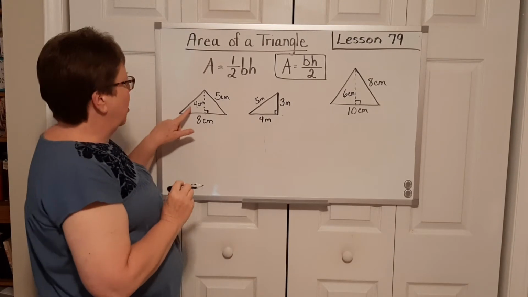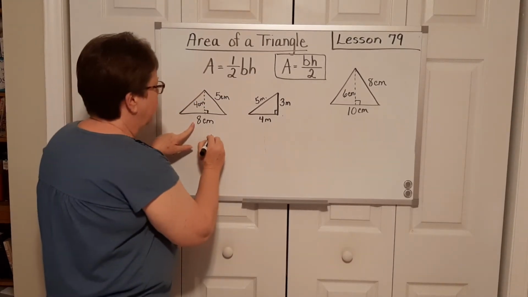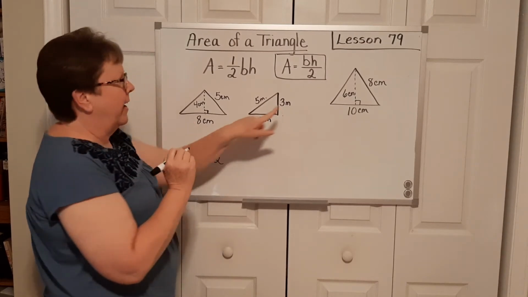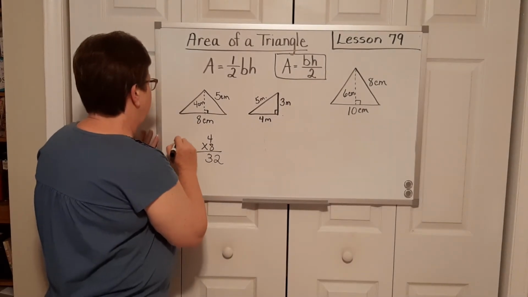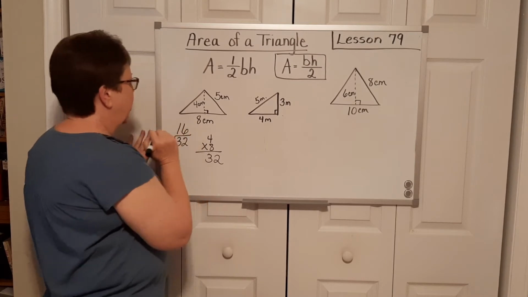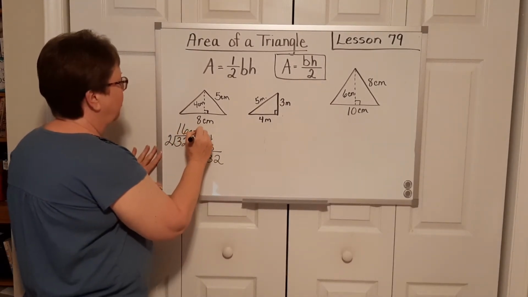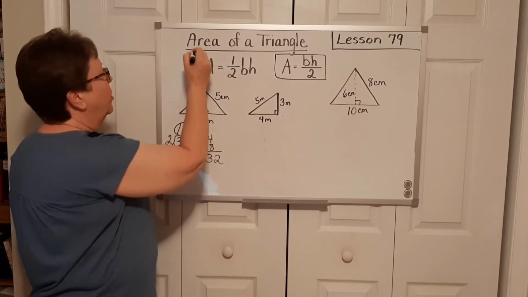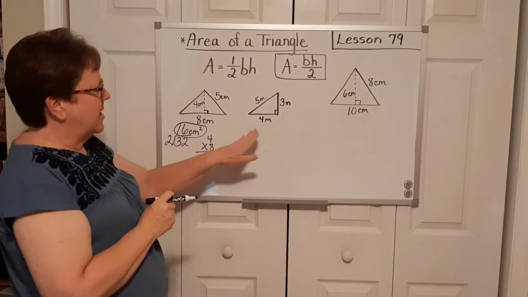So to multiply our base times our height, we do our 4 times 8, which is 32. And then we just divide that answer by 2. So if we take our 32 divided by 2, your answer would be 16 centimeters squared. Always square your answer when you're finding area. All right, let's try this one.